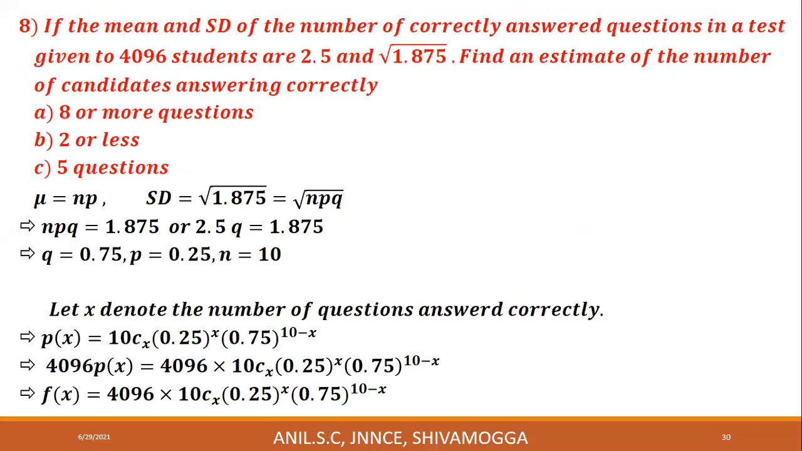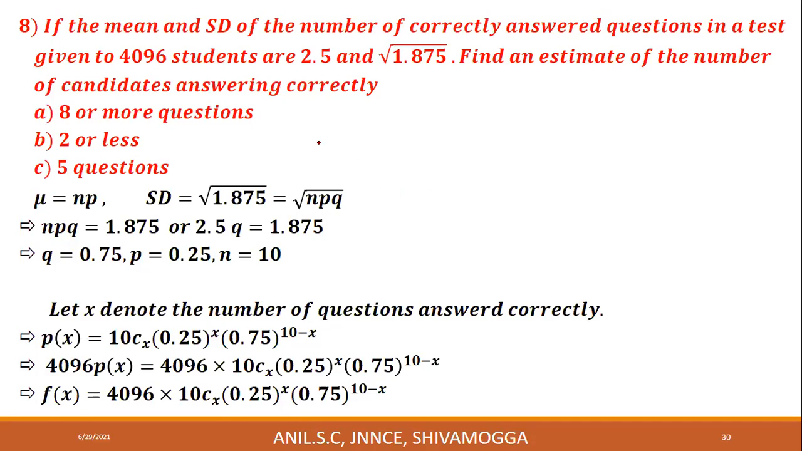If the mean and standard deviation of the number of correctly answered questions in a test given to 4096 students are 2.5 and square root of 1.875, find an estimate of the number of candidates answering correctly. First case, 8 or more questions. Second case, 2 or less. And third case, exactly 5 questions. Using the first data, you can find P, Q, and N.